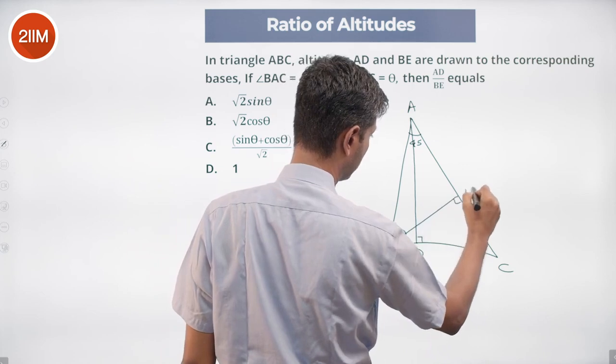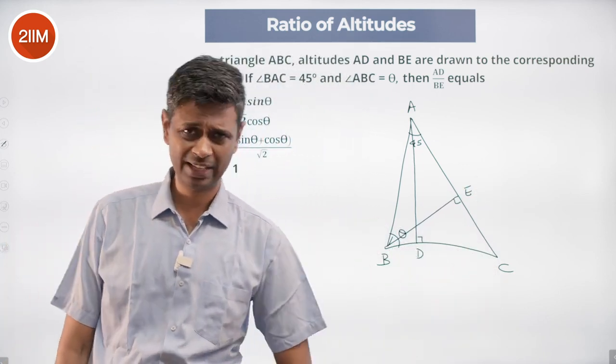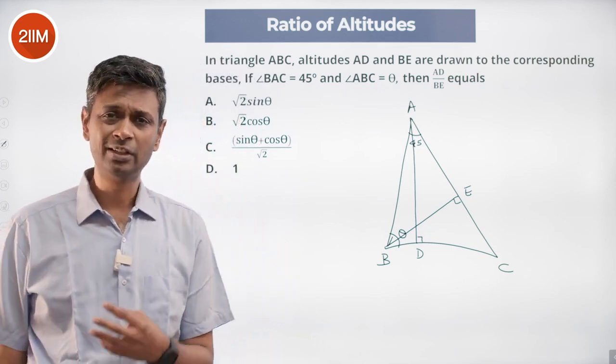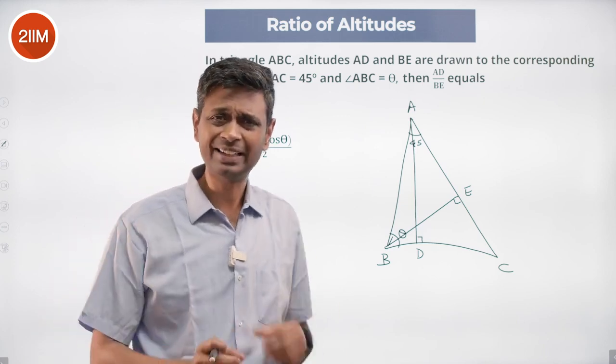BE is the perpendicular to this. We need to find AD by BE, the ratio of the altitudes. Area can be written as half into base into height. The ratio of altitudes will be the opposite of the ratio of bases. So we can simplify to that, and then something else will open up.